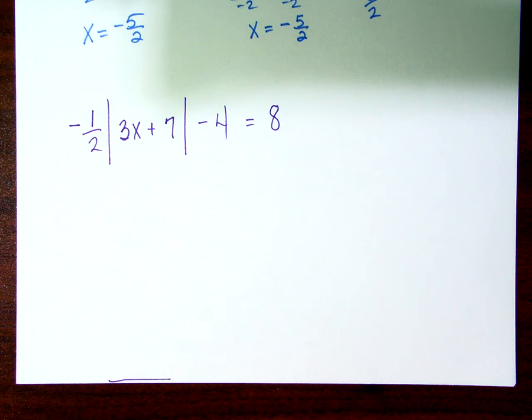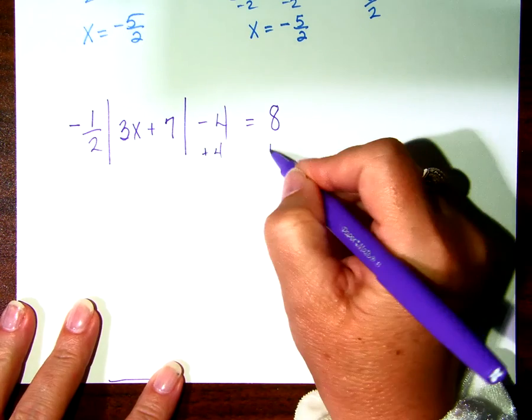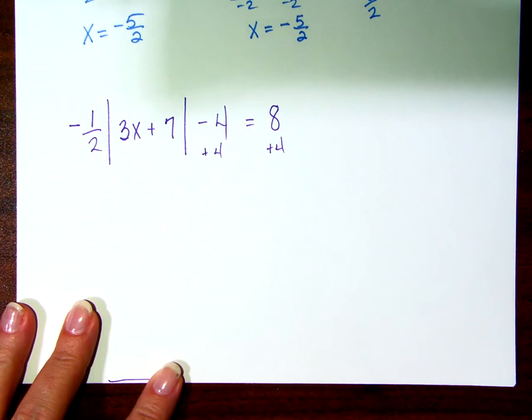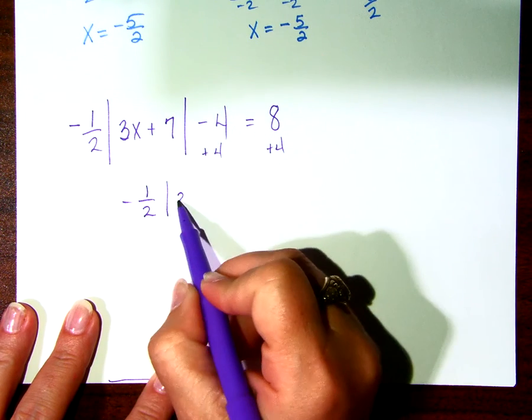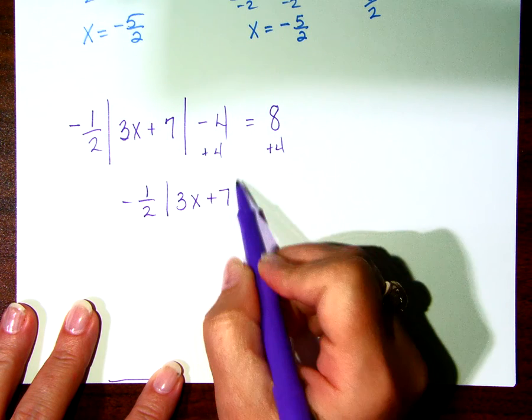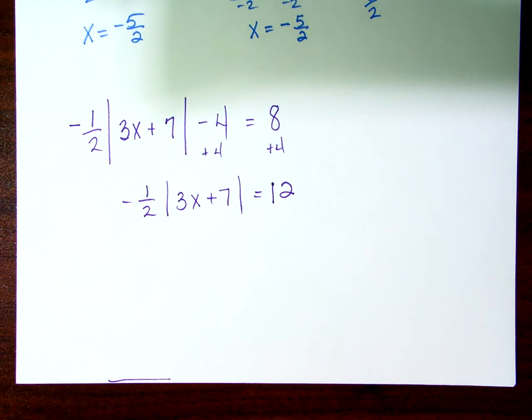Okay, what should we do first? I need to isolate the absolute value. So in order to isolate the absolute value, I want to add 4 to both sides. When I add 4 to both sides, I end up with negative 1/2 times the absolute value of 3x plus 7 equals 12. Everybody okay with that?